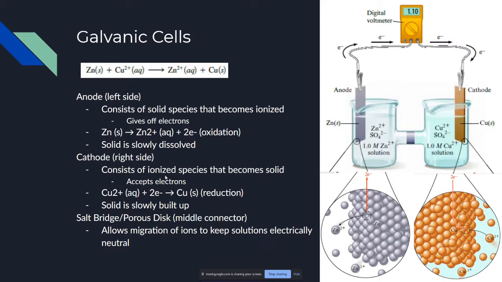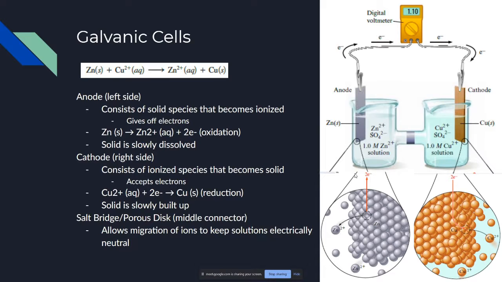And so it's accepting the electrons that are flowing from the anode, as you can see here, going through that wire. And so the ionized species here, the copper, is going from 2+, and then accepting those 2 electrons to become neutral charge, and it becomes solid. And so here what's happening is a reduction, because again the charge is decreasing from +2 to neutral, which is 0. And so you'd notice that the solid is slowly being built up.